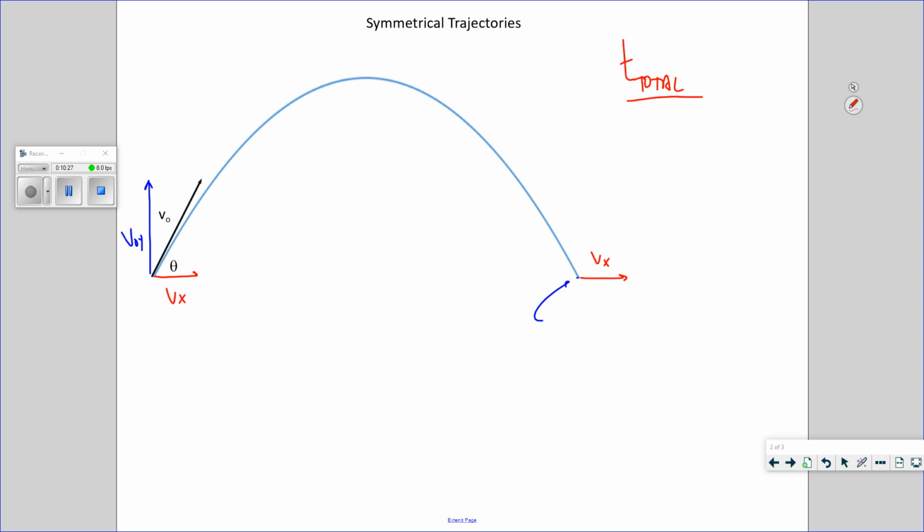We don't know how far this is, delta x, so there's no way to analyze the horizontal stuff, but here's something that we know. If this thing lands at launch height, landing at launch height, that means delta y total is 0.